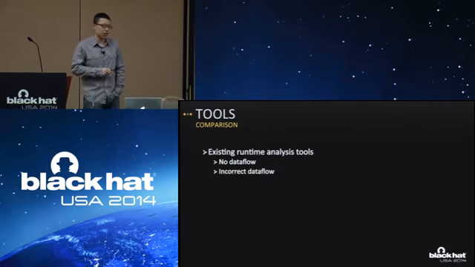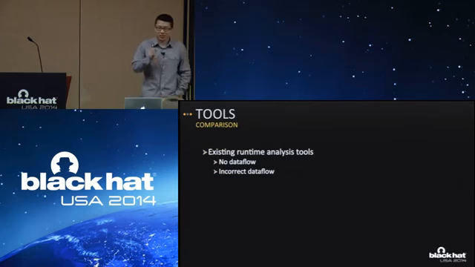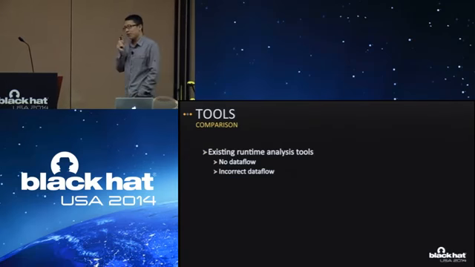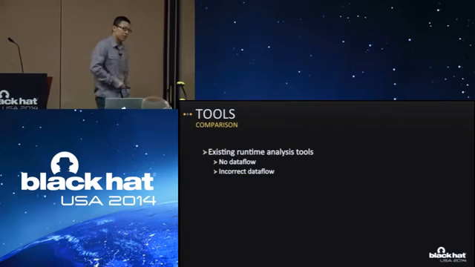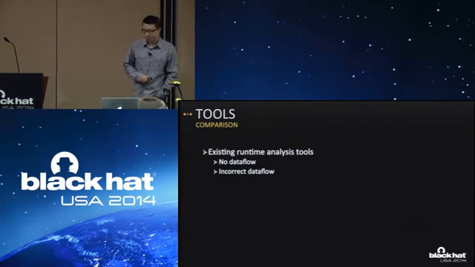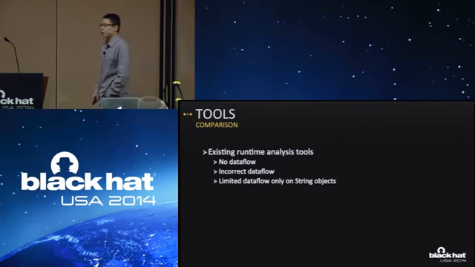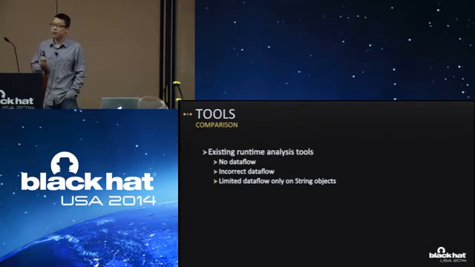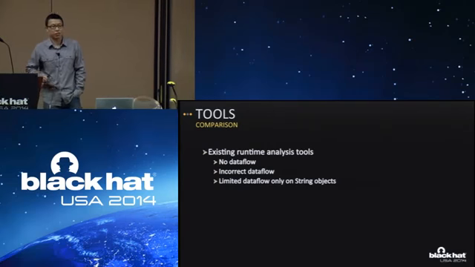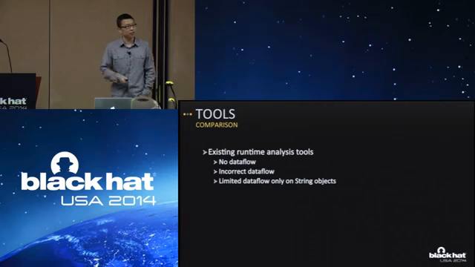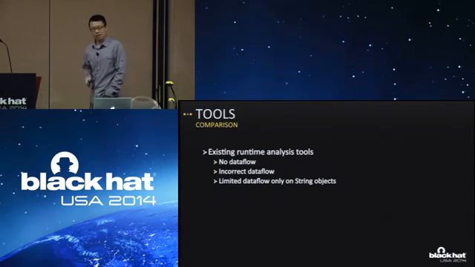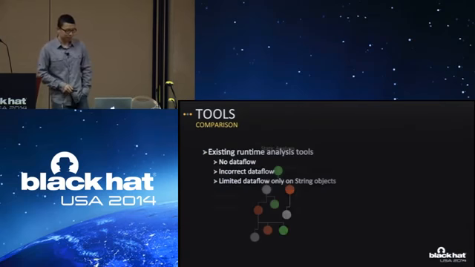And then some of them have incorrect data flows. I will talk more about what a correct data flow means, but if you think about it, data flow is completely different from stack trace or control flow. How to get a correct data flow is very challenging. Some of the tools do have correct data flows, but only on very limited objects, for example, strings or other immutable objects. As we'll talk about later on, immutable objects are really easy to track data flows for, but mutable objects are not. And I will explain why later.